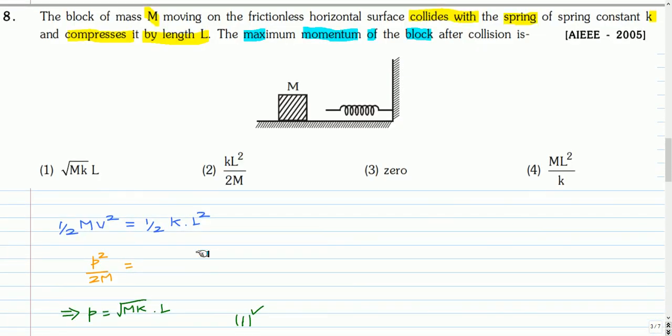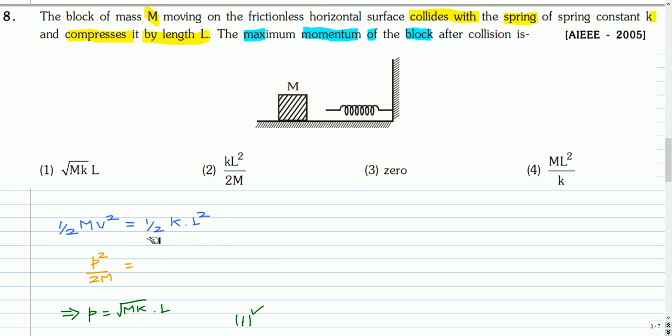Here is the solution. So when this block comes and touches the spring, the energy of the system is made of this mass M and the spring. The energy of the system is the kinetic energy of this block, that is half mv square. And once the block compresses the spring by a length L, the mass M will come to a rest. So in that case, the energy of the system will be the potential energy stored in the spring, that is half K into L square. L is the compression of the spring.